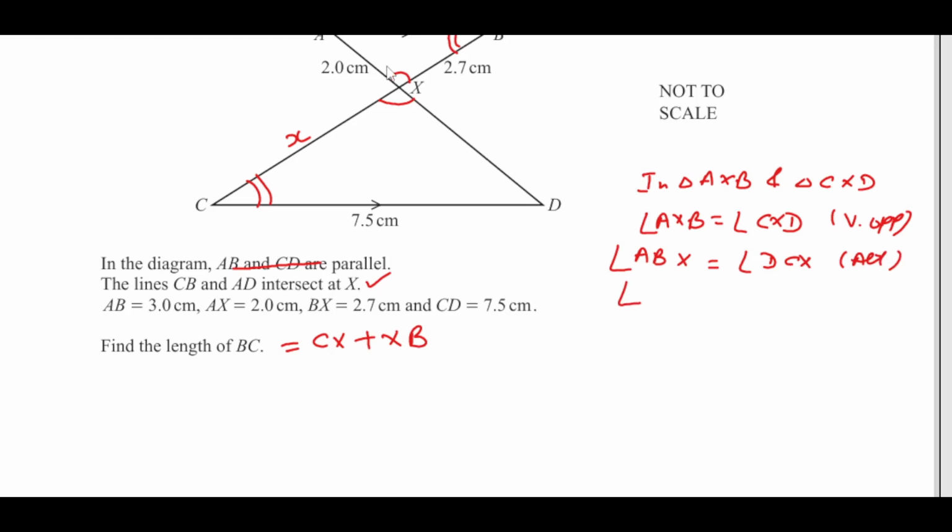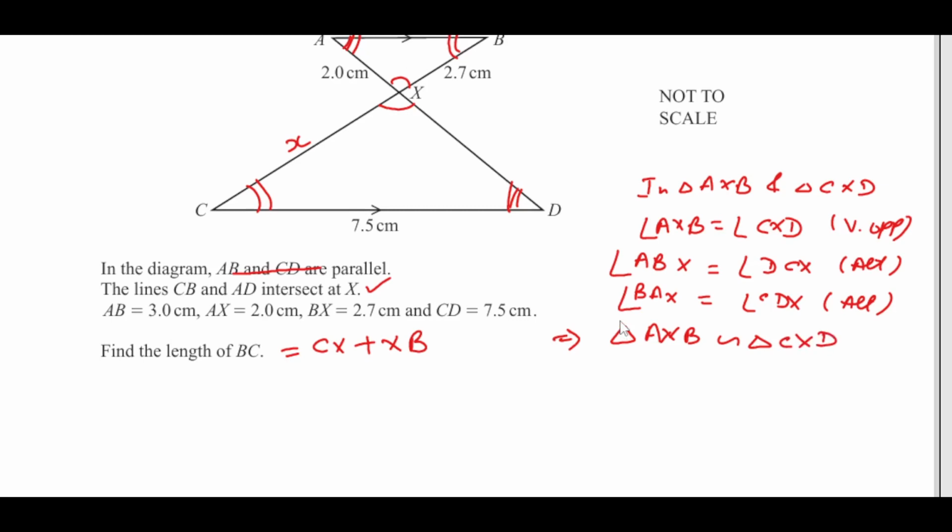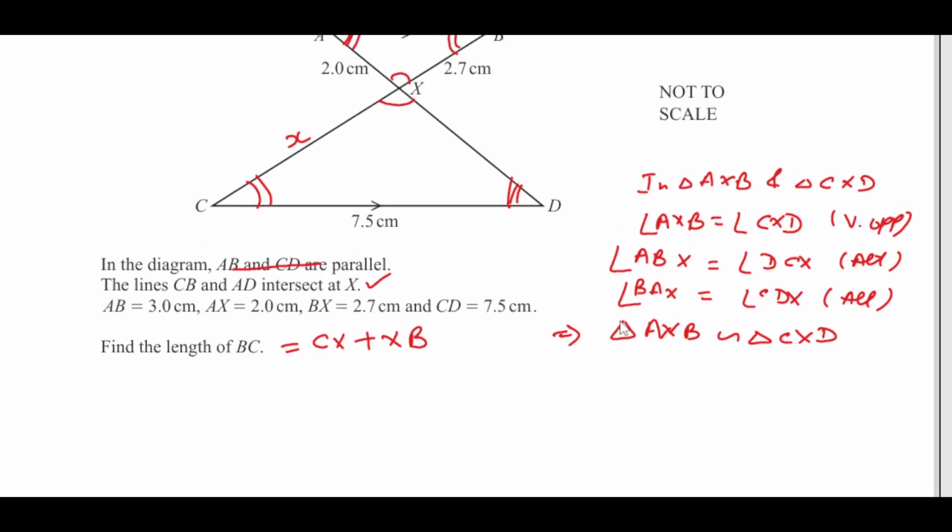Similarly here, we have this angle is equal to this angle, they are also alternate angles. So angle BAX is equal to angle CDX, right? So that means triangle AXB is similar to triangle CXD, right? So now if they are similar, we can take the ratio of their sides. If you take the ratio of the sides, here I am taking CX which is x over 2.7 will be equal to 7.5 over 3, right?